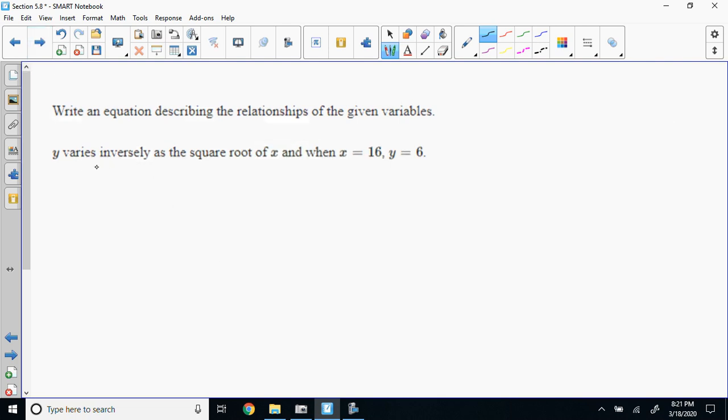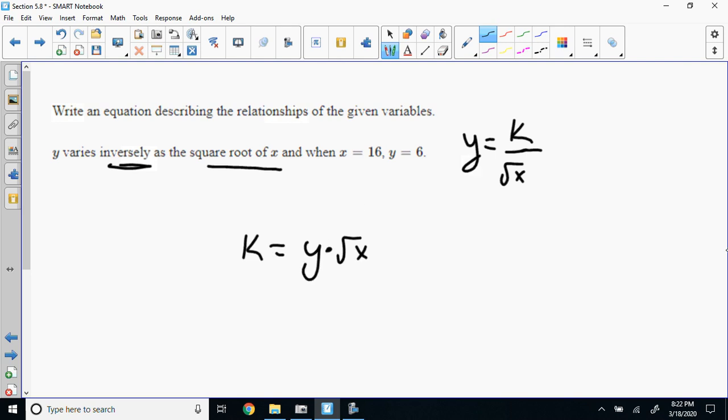All right, so we got another one. Y varies inversely with the square root of x. See that square root of x? So we know it's inverse. So we know y equals k over the square root of x, right? Knowing that, we can say k is equal to y times the square root of x, right? Because if I multiply both sides by the square root of x, that cancels here and leaves me with just k.